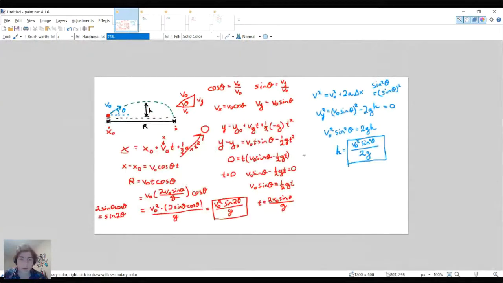So as you can see, both the height and the range are proportional to the square of the speed. That should make sense. The faster you shoot the projectile, the longer it should go, and the higher height it should reach. However, they're both differing by a certain angle. And it should make sense.